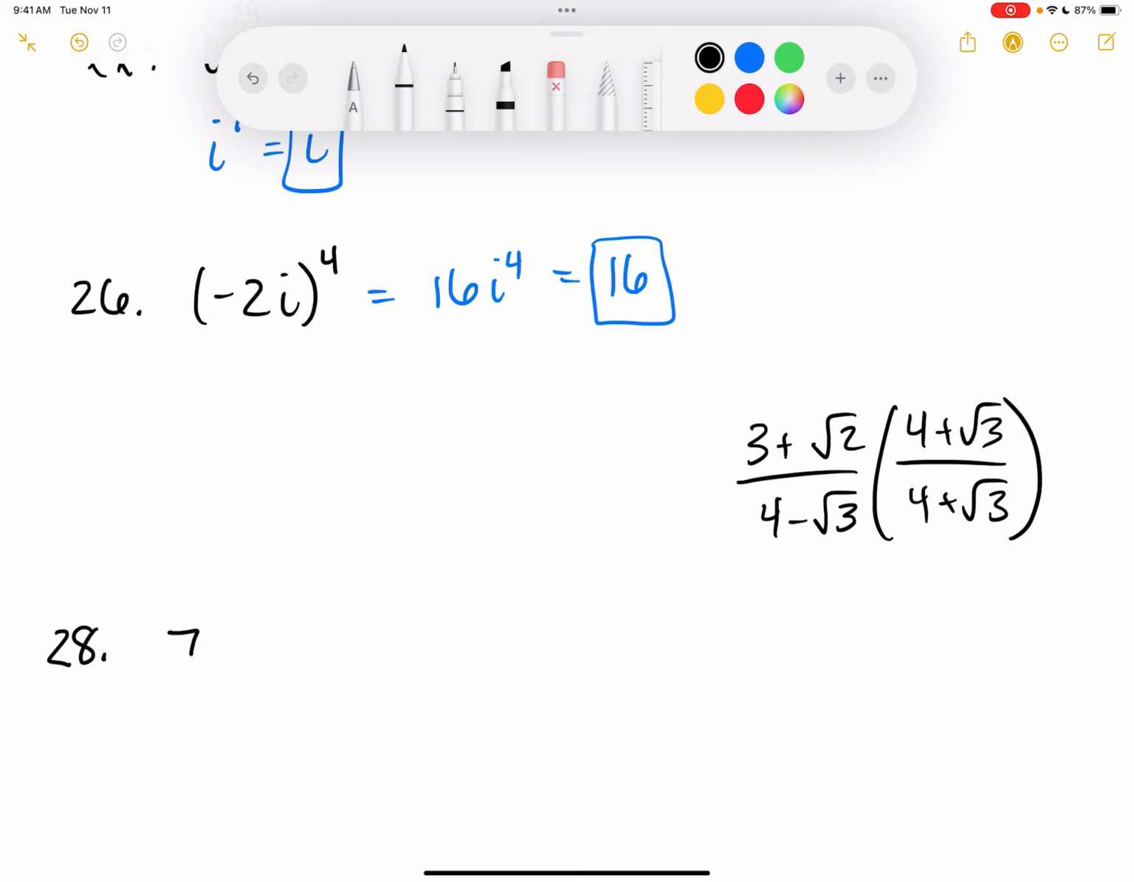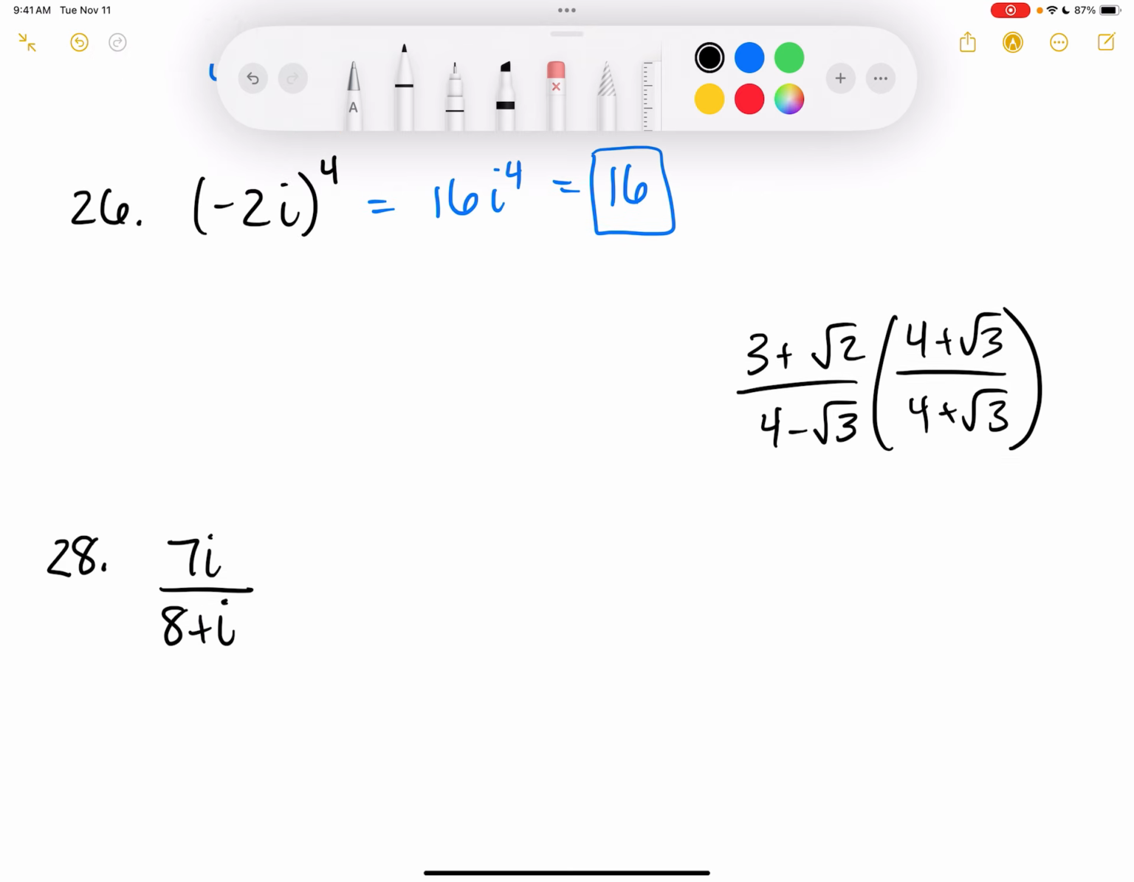So 7i over 8 plus i. Much like with radicals, we can't have those on the bottom, we can't have an i on the bottom. i has to end up on top. So in order to do that, I have to multiply by what we call the complex conjugate, which would be 8 minus i. Because again, like what we did yesterday, I want to produce a difference of squares on the bottom because that allows it to cancel.